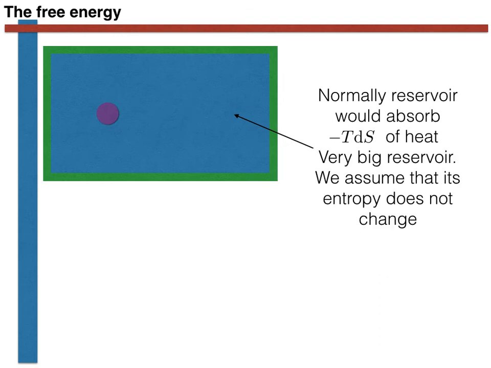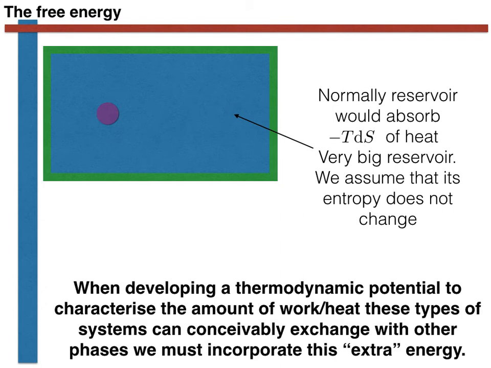We must, therefore, develop a thermodynamic potential that is able to keep track of the total amount of heat and work done within the system, and that also keeps track of the amount of heat that would normally have been absorbed by the reservoir. In other words, in order to ensure that energy is conserved throughout the universe of our system and reservoir, we must keep track of this extra energy, the energy that would normally be absorbed by the reservoir.